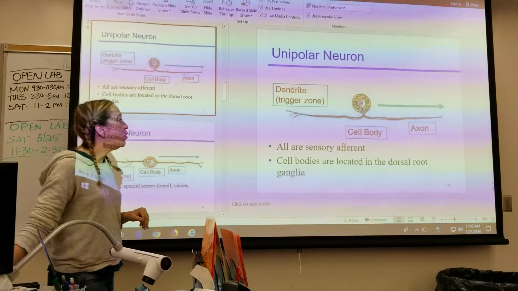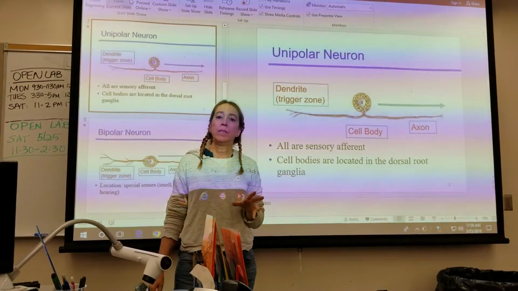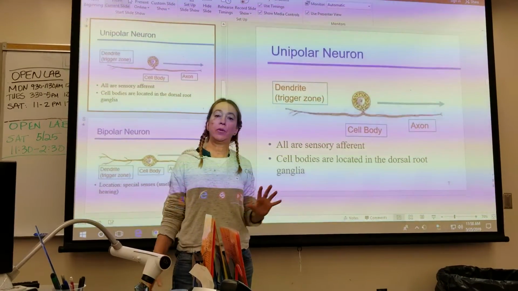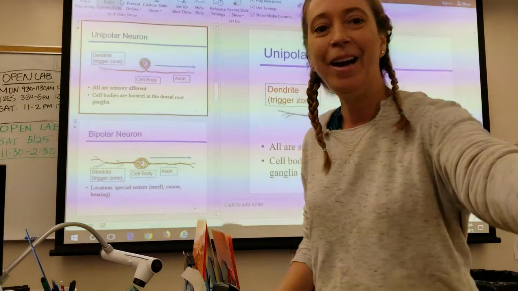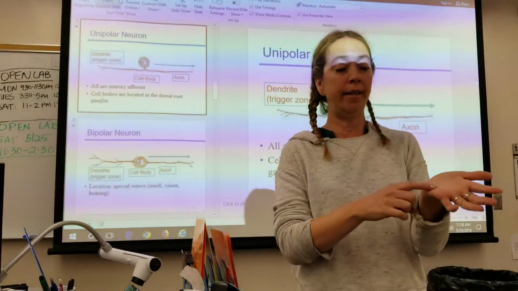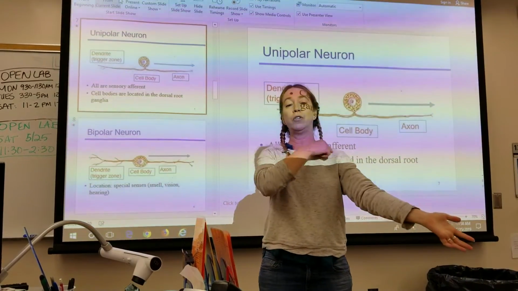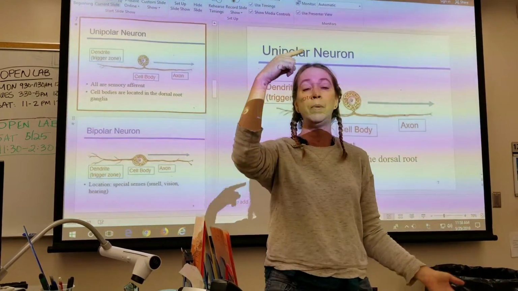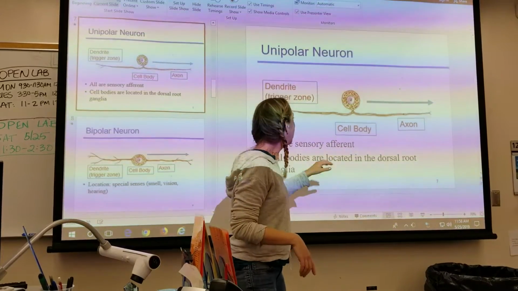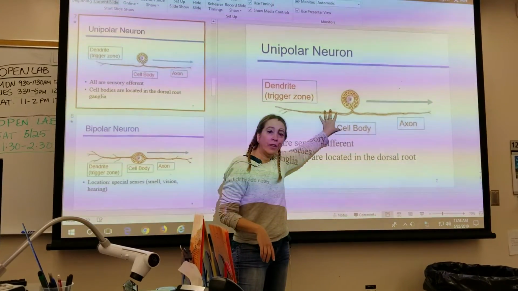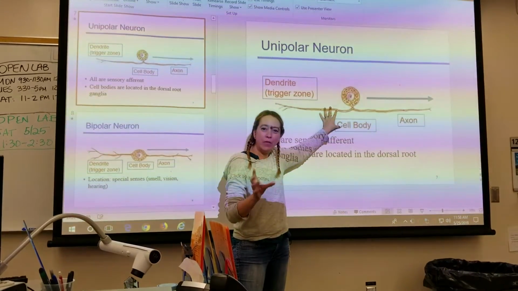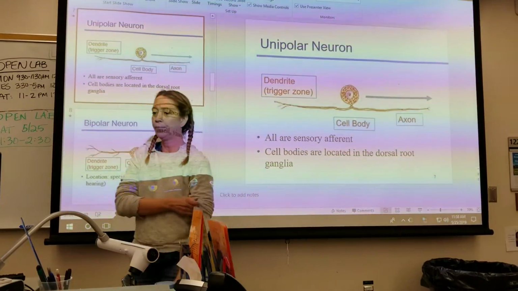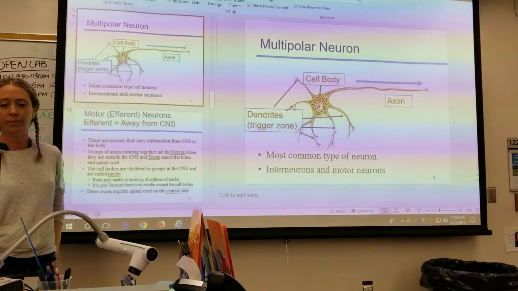The last type is unipolar, and unipolar neurons are for sensory. So sensory information, right? I'm gonna come and touch you, okay? So that sensory information is gonna travel from your PNS to your CNS and up. That neuron is a unipolar neuron. That sensory neuron is a unipolar neuron. Does that make sense? So the type of neuron that it is, is unipolar, okay? Doing good. Here we go.